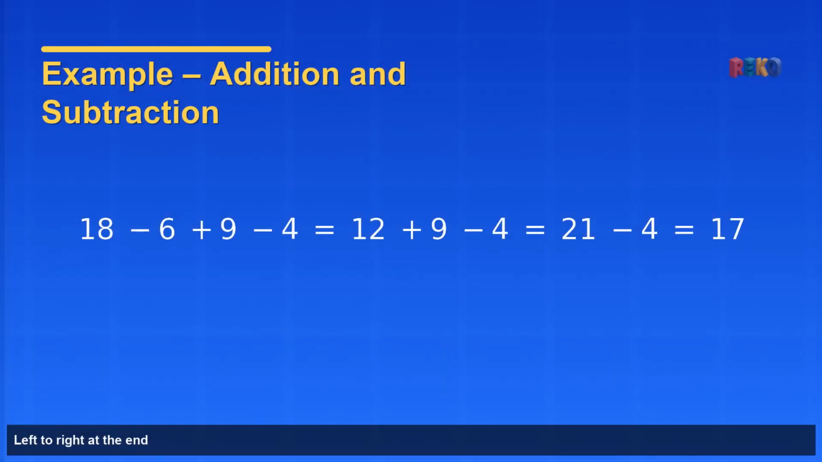When several additions and subtractions appear together, we work straight from left to right. Start with 18 minus 6 to get 12, then add 9 to make 21, and finally subtract 4 to reach 17. Each step follows the same left to right pattern, ensuring you never skip or misorder operations.